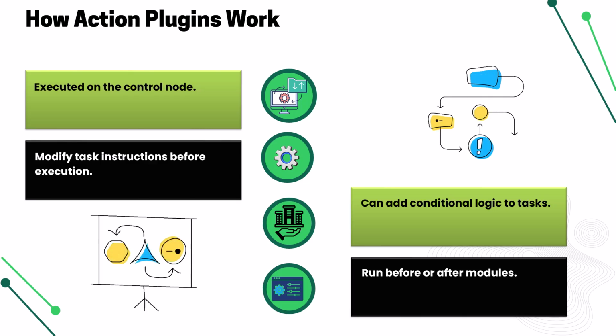Here's the magic. Action plugins operate on the control node, shaping task instructions before execution. They can introduce conditional logic, making automation smarter. Picture them like editors fine-tuning a script, ensuring every task runs optimally while adapting processes dynamically.